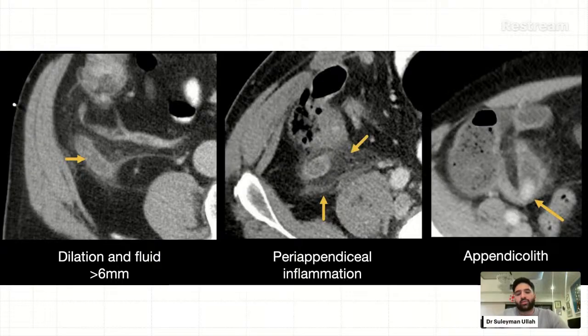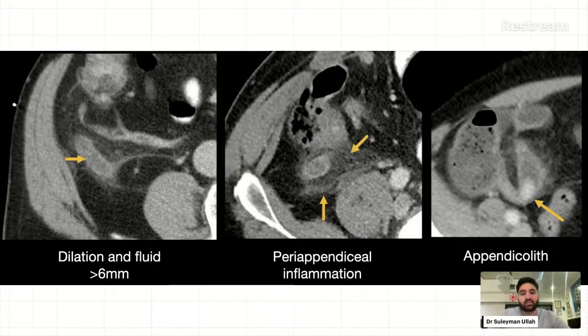The middle picture is probably the hardest to spot and will take time for you to appreciate, but it's something that you will spot as you get more experience with this. It is called periappendiceal inflammation, and what it's called by radiologists is fat stranding. As you can see on the other pictures, you have a nice black area around the organs, muscles and vessels. Here you can see a haziness around the appendix, marked out by those arrows. That is called fat stranding.